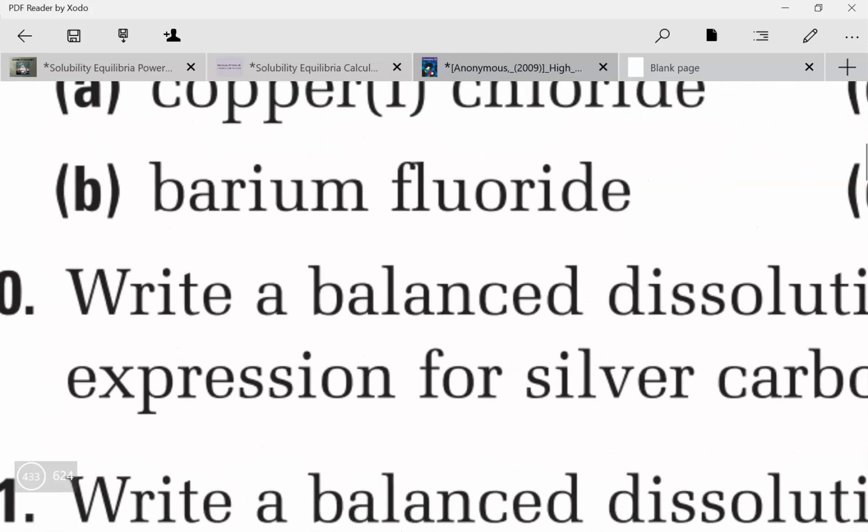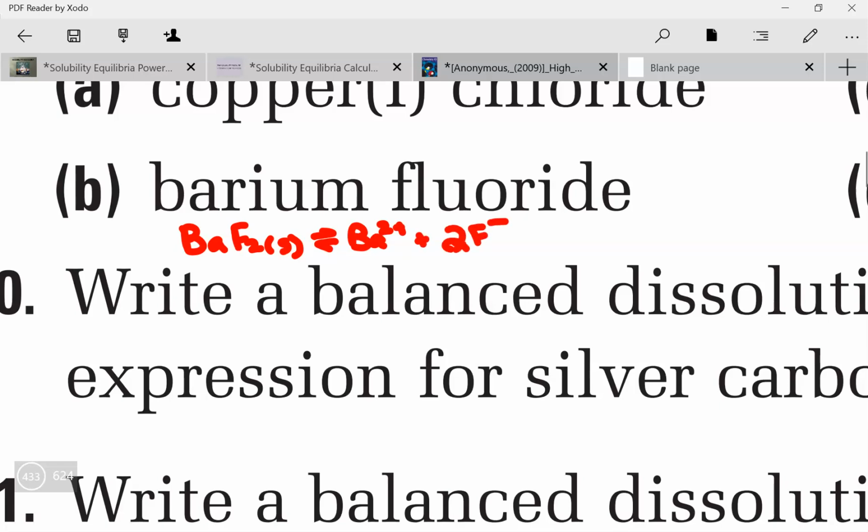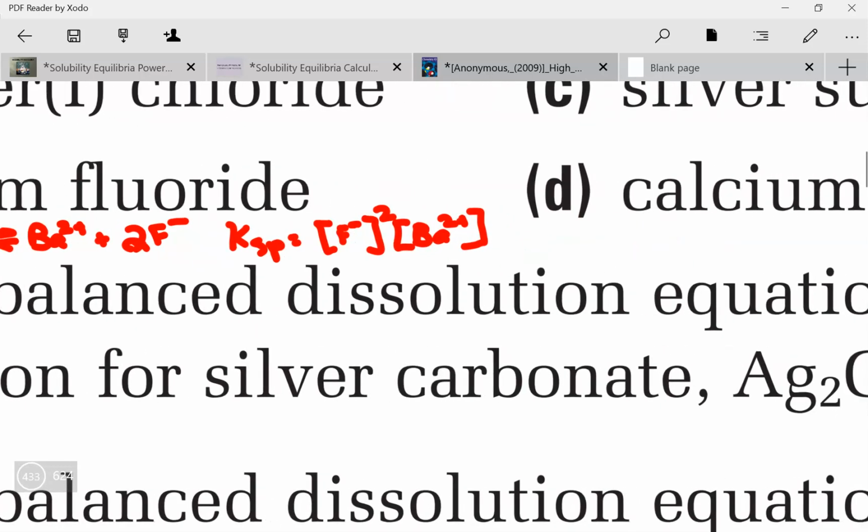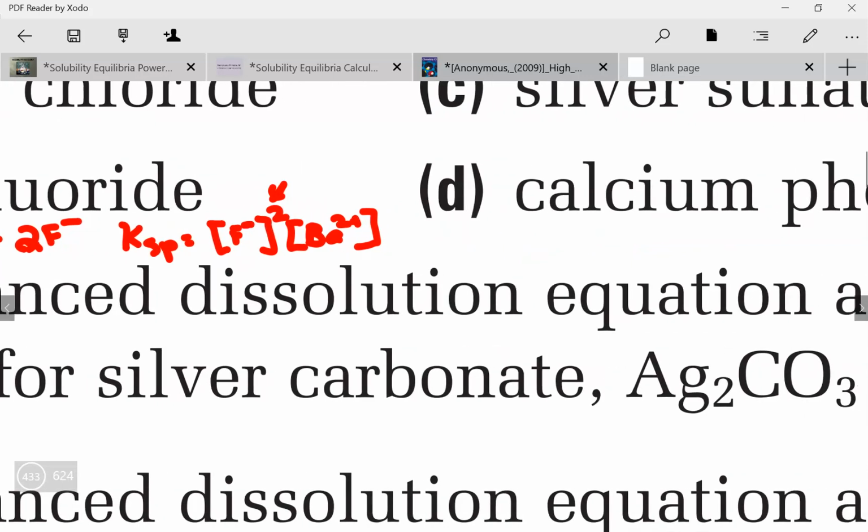Barium fluoride. So my KSP expression is going to look like fluoride concentration squared times the barium concentration. There, that wasn't too bad. You just got to keep a watch out for these squares that pop up. And this is obviously equilibrium concentrations of both these ions.